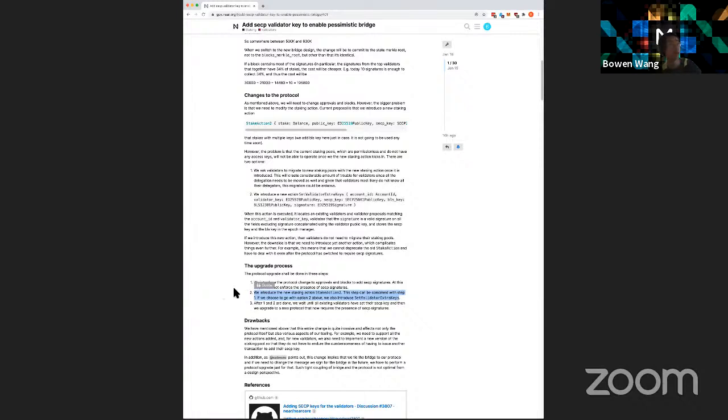No. That will not be no op. It will trigger on the protocol level the recognition of the secp key as one of the validator keys, but it will not verify signatures at this point. It only verifies signatures after step 3 is done.